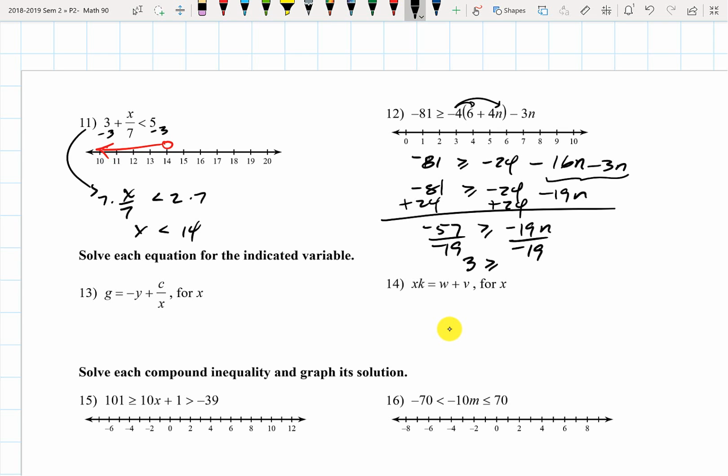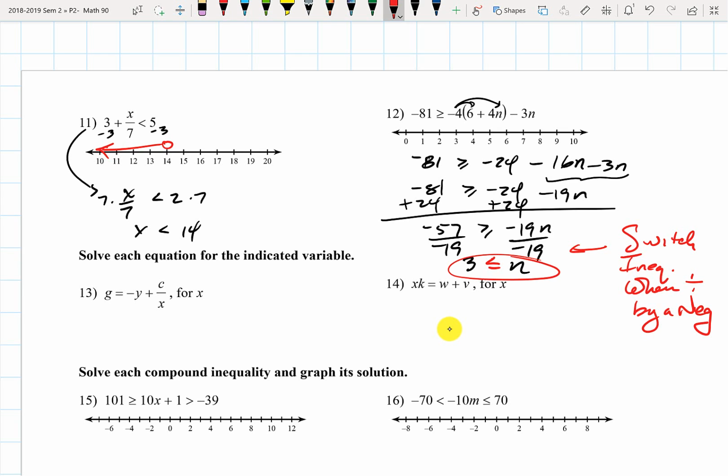Okay, so when we do that, you get 3 here. So 3 is greater than or equal to n. Nope, you got to switch the inequality. So let me put that in red. You have to switch the inequality when you divide by a negative. Okay, switch inequality when dividing by a negative.